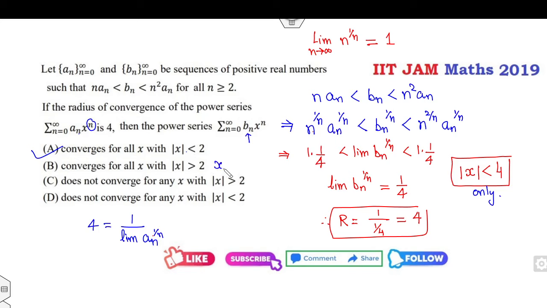X is greater than 2: if I choose x is 7, which does not satisfy, it does not converge for any x which is greater than that. If I choose x is 2.5, it is convergent, but the option said it does not converge. Does not converge for any x which is less than 2: if I choose x is 1, it is satisfied. This option is cancelled out. So only option A is my correct answer.